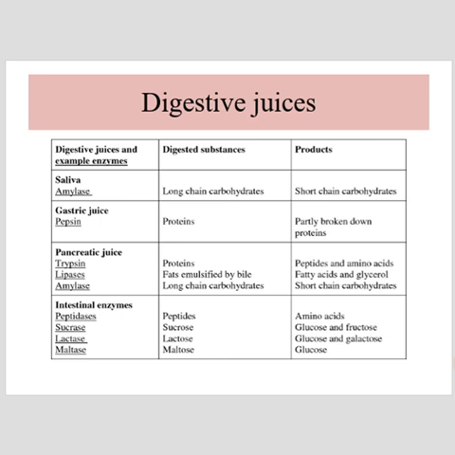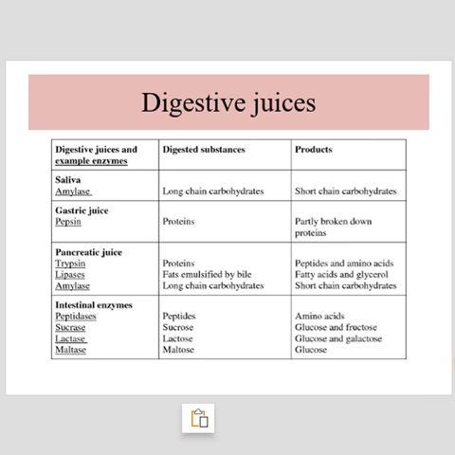For trypsin, the digested substance is proteins, and the product is peptides and amino acids. For lipases, it works on fats emulsified by bile, which produces fatty acids and glycerol. Amylase works on long chain carbohydrates, which give us short chain carbohydrates.